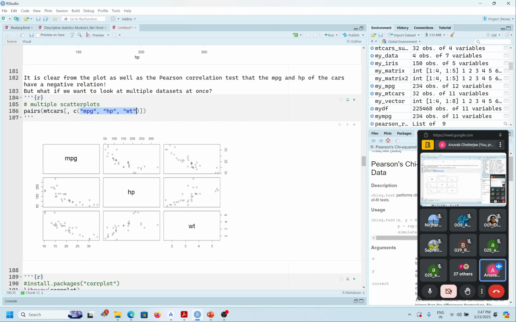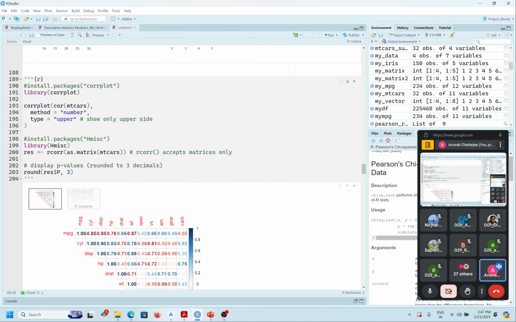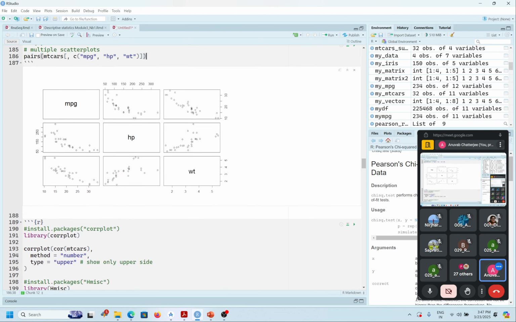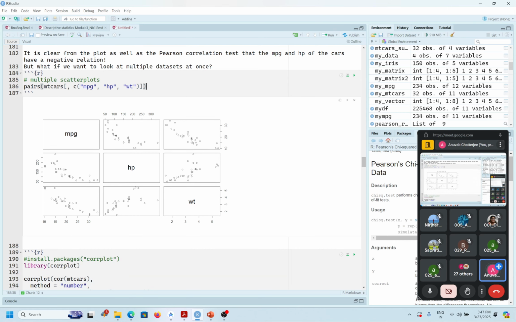Here we see mileage and weight again negative, HP and mileage again negative. So the pairs function can easily give you multiple scatter plots that you can look at to see if it feels like they are correlated or not. But this only gives you a feel for it. What you actually want to do is figure out if they are correlated using the test itself, even though it looks like it might actually not be true.